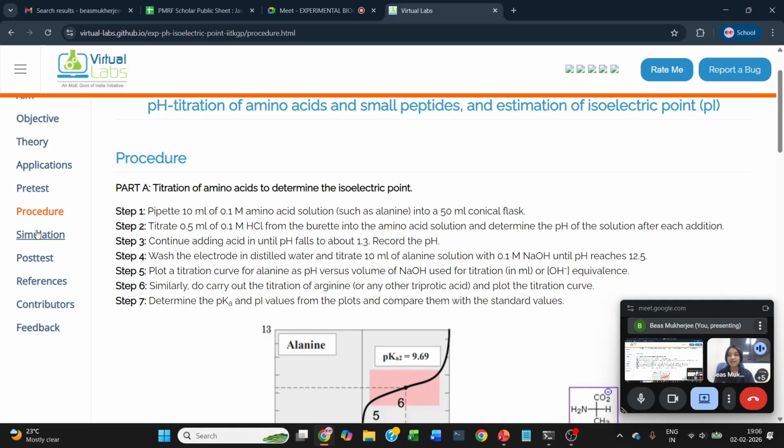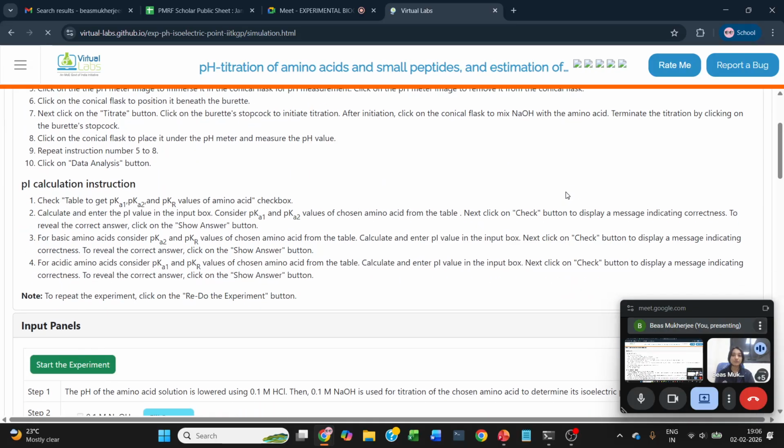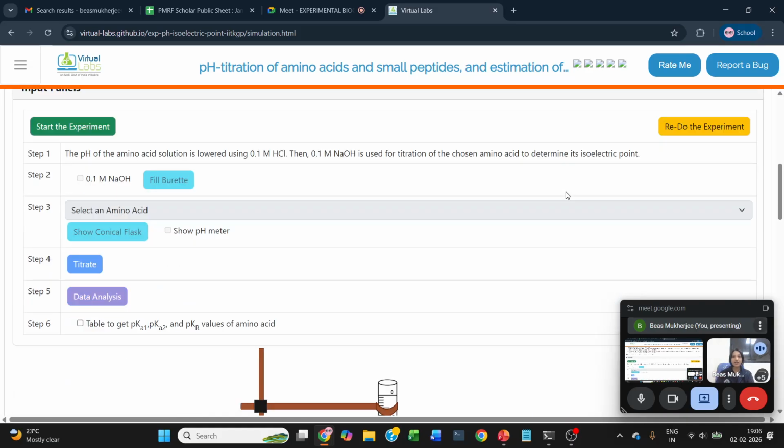So it will be very helpful for you to understand. Okay, and this is the simulation part. So simulation is where you will have to do it. So all the instructions are given here. You will have to follow that.